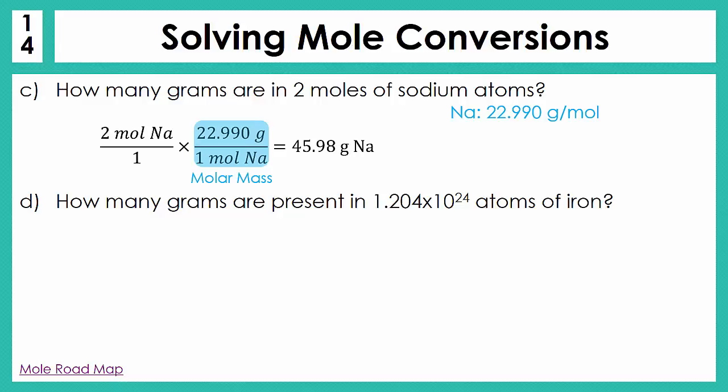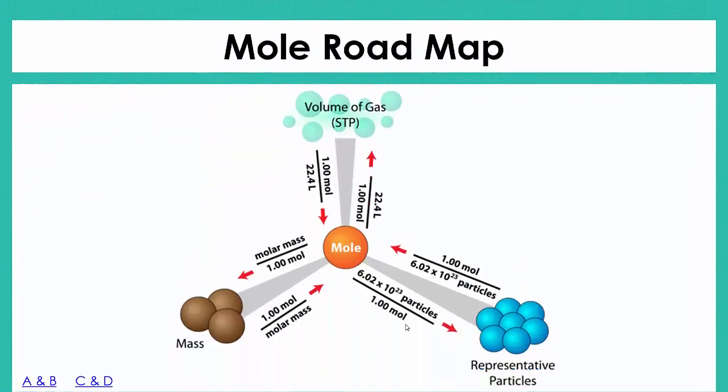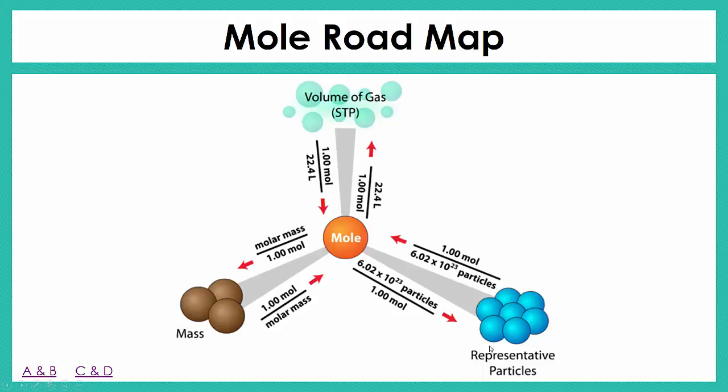How many grams are present in 1.204 times 10 to the 24th atoms of iron? So I'm starting over here with representative particles, and I want to get to mass in grams. So I need to convert particles into moles and then moles into mass.